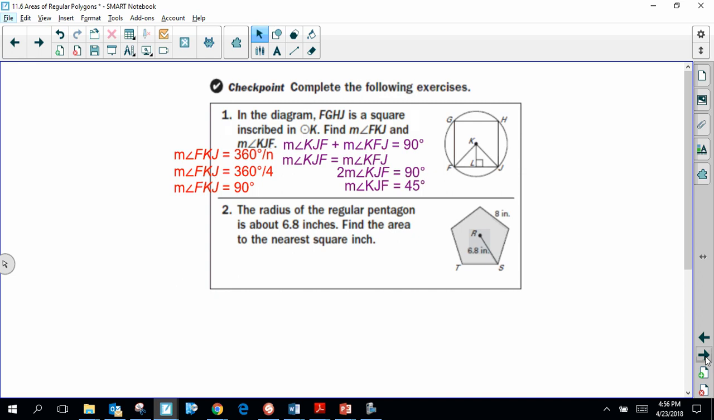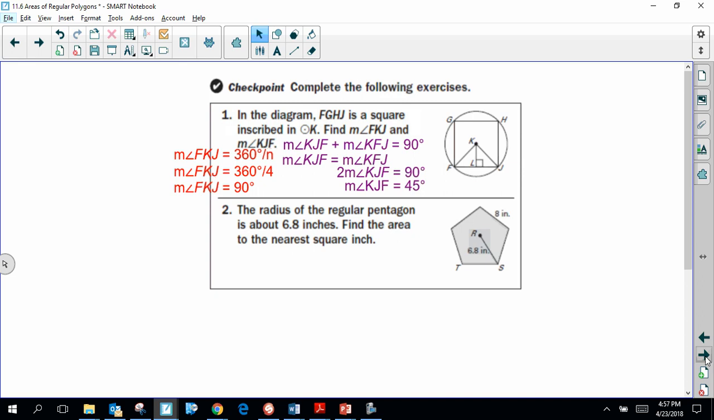Well, in this case here, I'm going to find the measurement of angle FKJ by saying 360 divided by 4. So angle FKJ is 90. Well, the two other angles, KJF and KFJ, those have to be supplementary. They are complementary. They have to have a sum of 90.